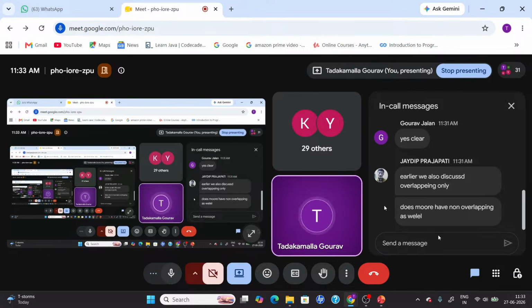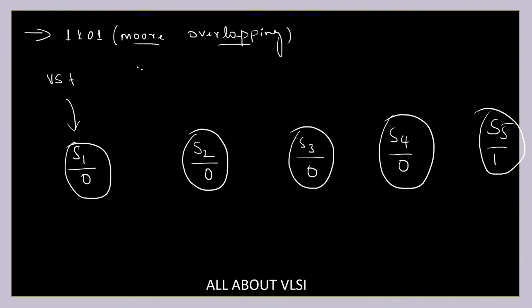Okay, fine. Now let's discuss this 1101 Moore overlapping. If I get 0, no bits are matching, so I'm going to stay in the same state. I need 1101, but if I got 0 at the first position, I stay in the same state. But if I got 1, 1 bit is matching. That's the reason I'm going to S2. Now here in S2, if I got 0 again, then the sequence is not getting formed and I cannot use this 0 as the starting bit either.